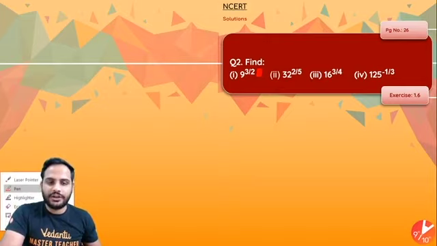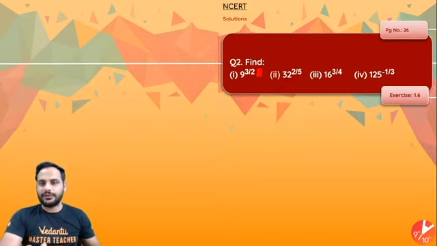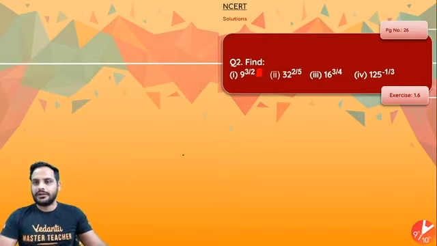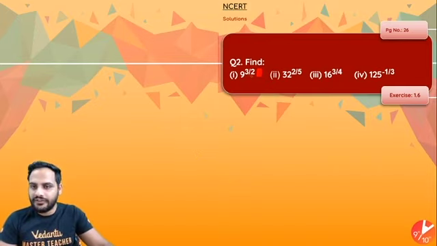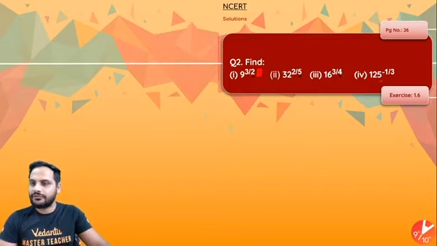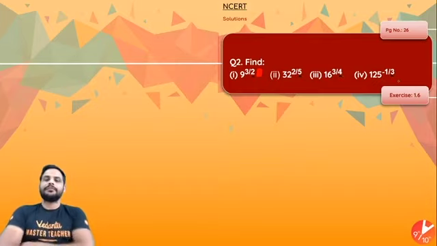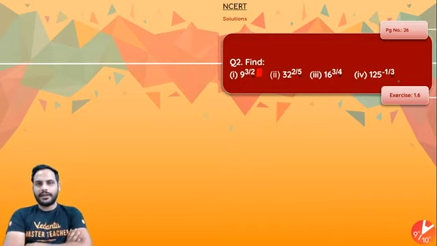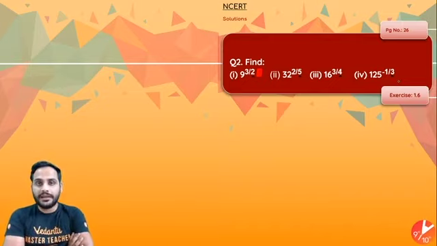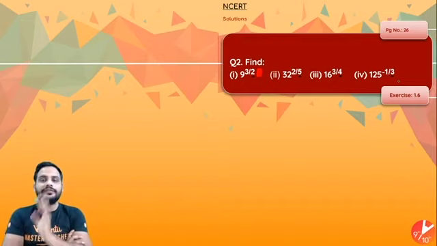In these kinds of questions, I would always suggest one thing: always look at the denominator of the power. Here the power is 2, here the power is 5, here it is 4, here it is 3. Got it? Your aim is always to convert the base into a power of the denominator.